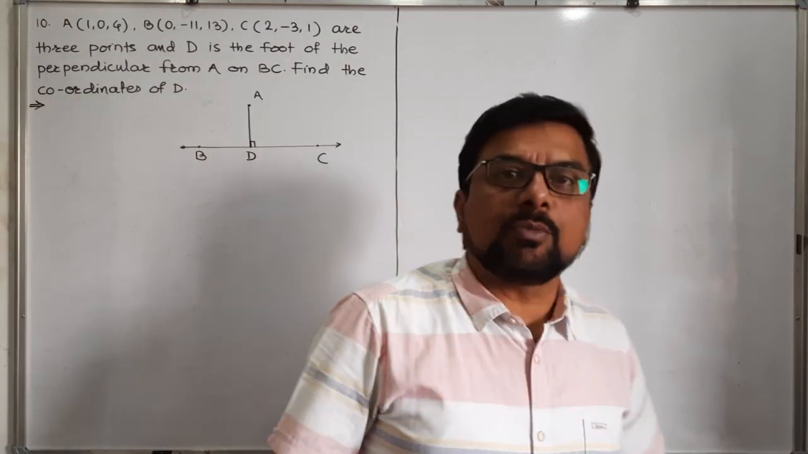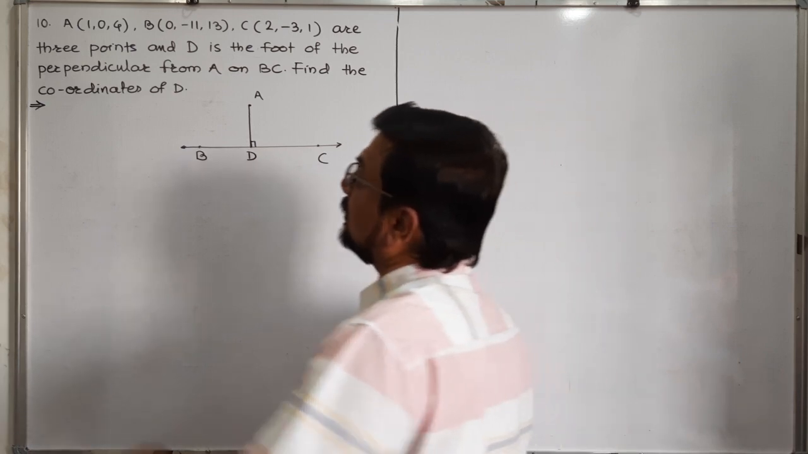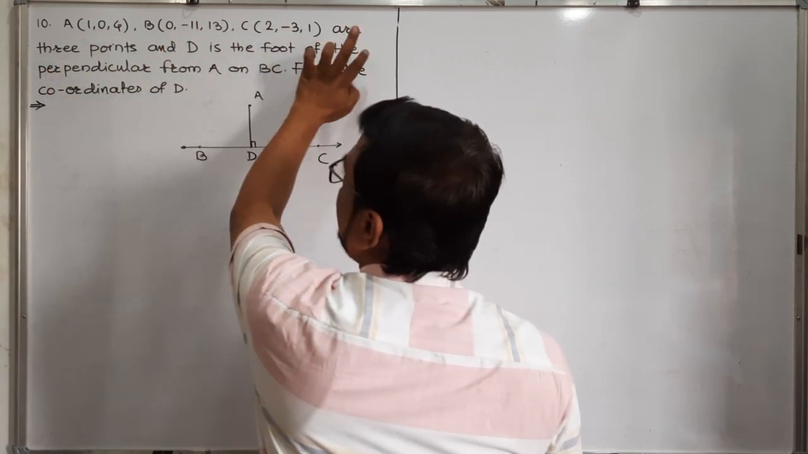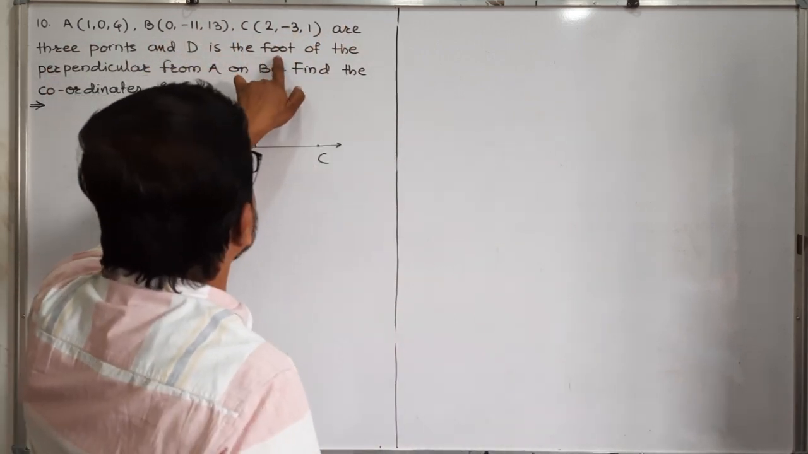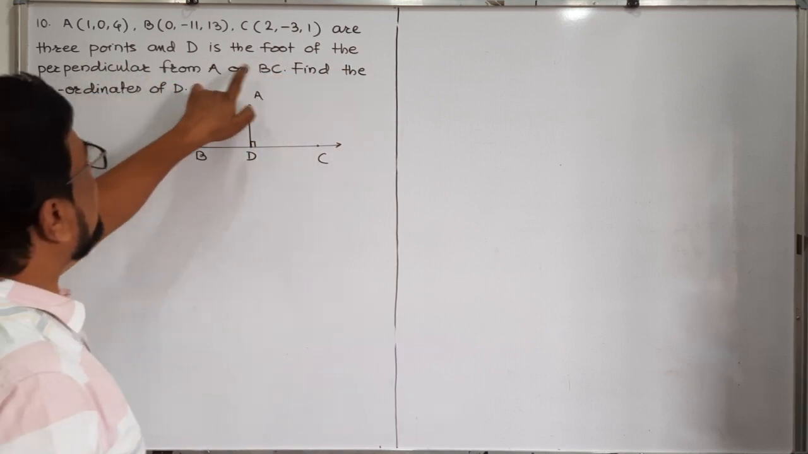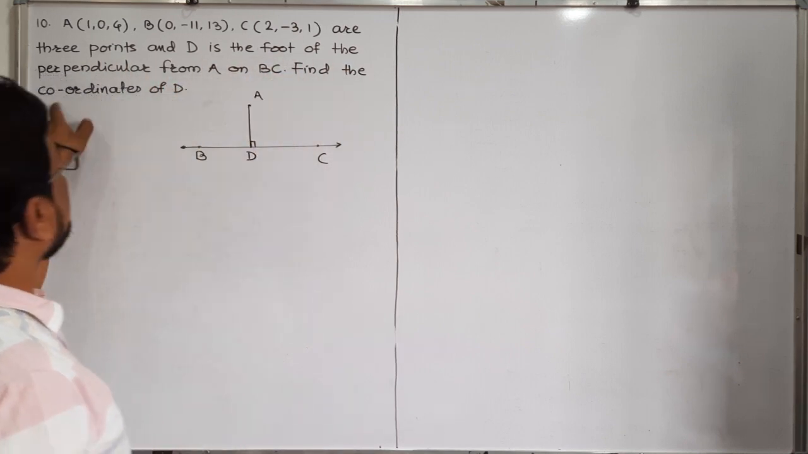Now look at question number 10. In question number 10, the points A, B, C are given and D is the fourth point, which is the foot of the perpendicular drawn from point A on BC. Find the coordinates of D.